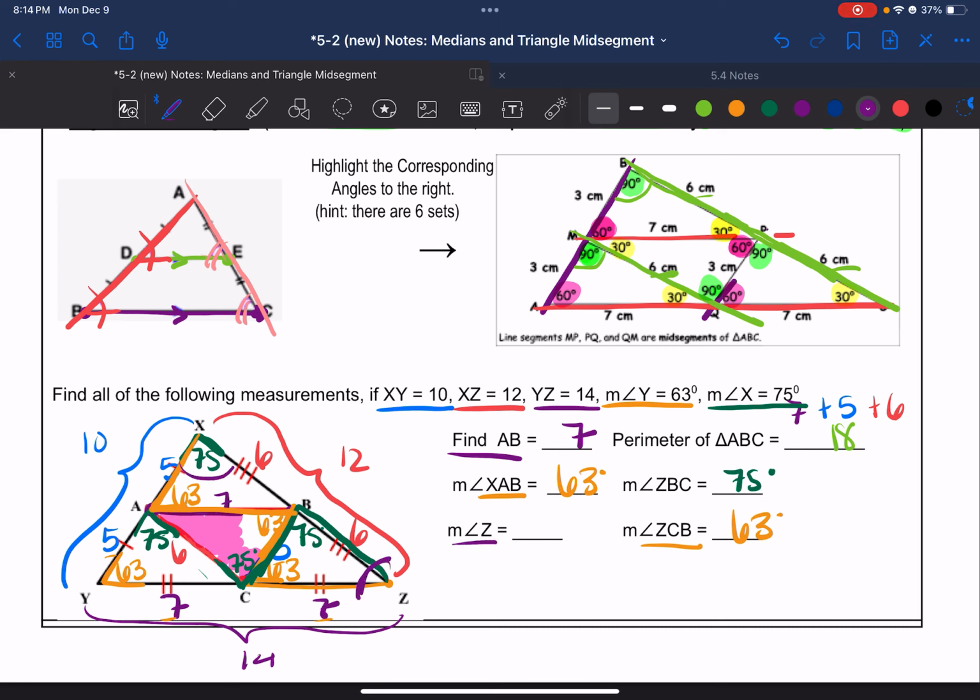Well, we know this whole triangle, all angles in a triangle add up. So 75 minus 63. All the triangles add up to 180. If I subtract 75 and 63, angle Z is 42 degrees. And that's it.